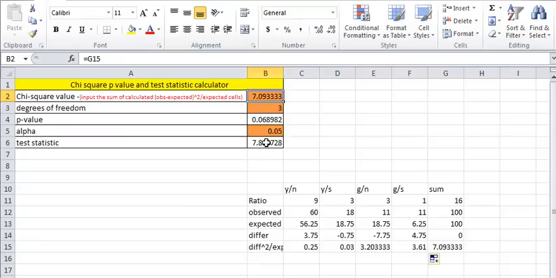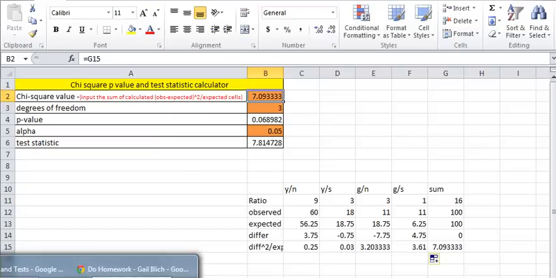So I'm getting the rest of the numbers that I need here. The 7.093 is my chi-square at 3 degrees of freedom. This is my p-value, and the critical value for alpha equals 0.05 with 3 degrees of freedom is 7.815.